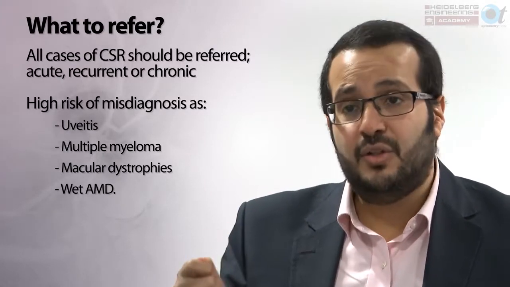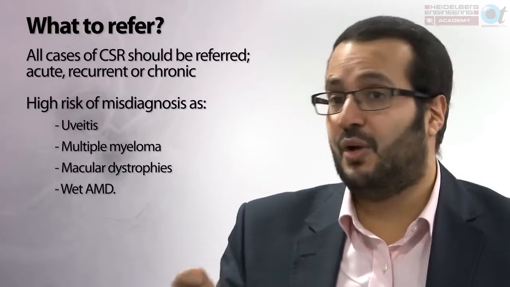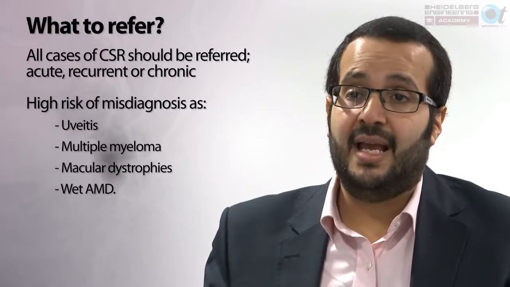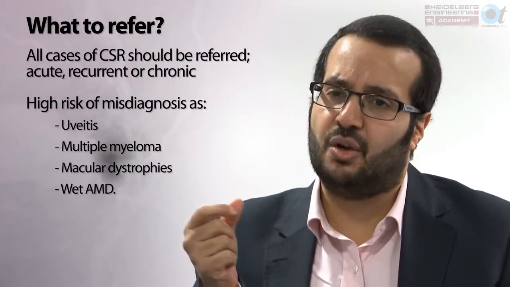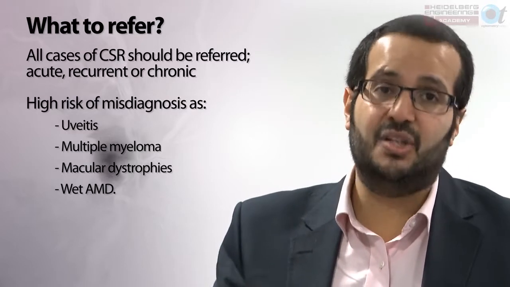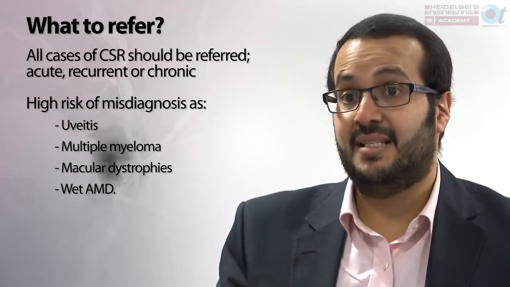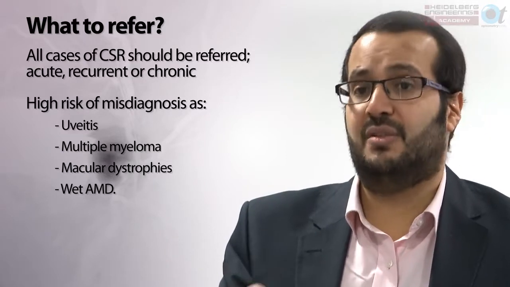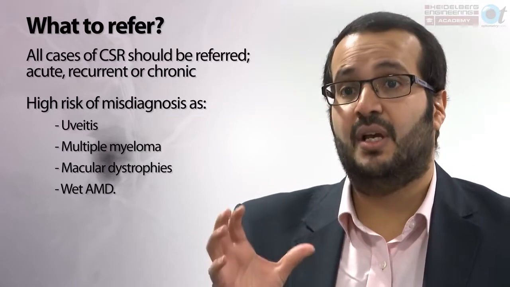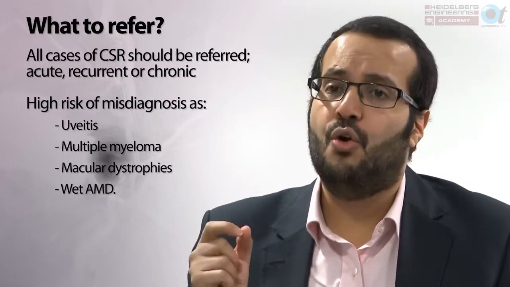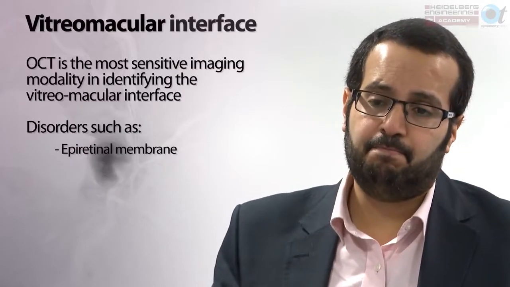Because to make a diagnosis of CSR, you've got to exclude other causes such as uveitis and multiple myeloma. In fact, some macular dystrophies can masquerade as central serous retinopathy, and even wet age-related macular degeneration can be mistaken as CSR. So in my opinion, all patients with a neurosensory detachment need to be referred to hospital. But if you think it's CSR, hopefully you can give that patient reassuring signals.